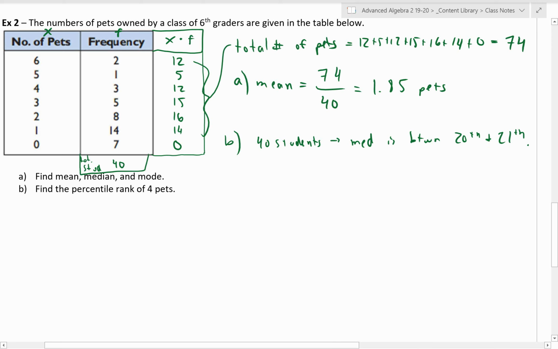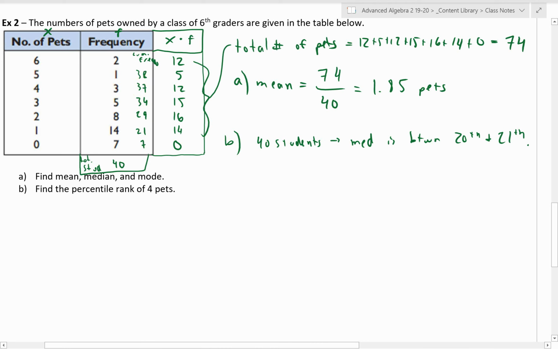So let's just count up here. There are 7 students here. If we were going to do a cumulative frequency, we can do cumulative frequency. I'll squeeze it in over here. Cumulative frequency. There were 7 students who had 0 pets. Then there's 14 more. 21 students who own 1 or fewer. 29 who owned 2 or fewer. 34 who own 3 or fewer, and so on.